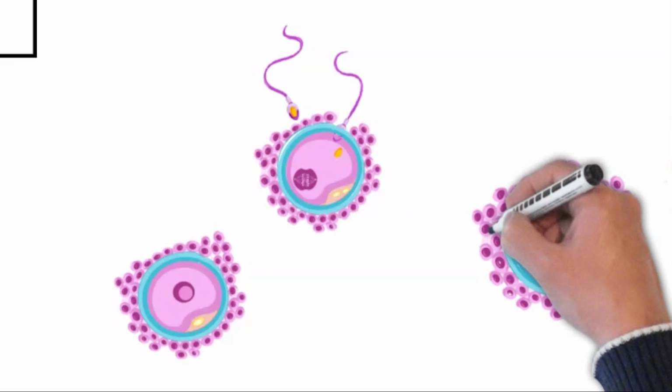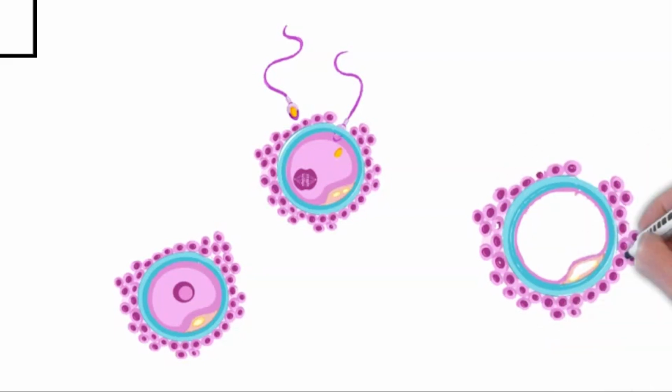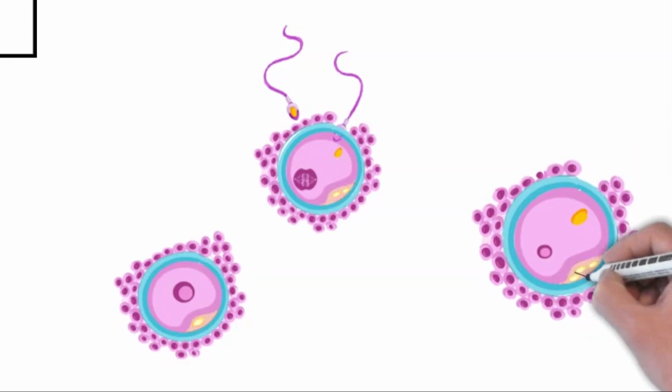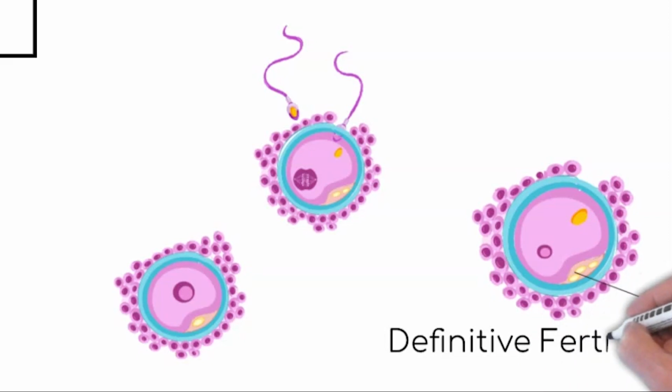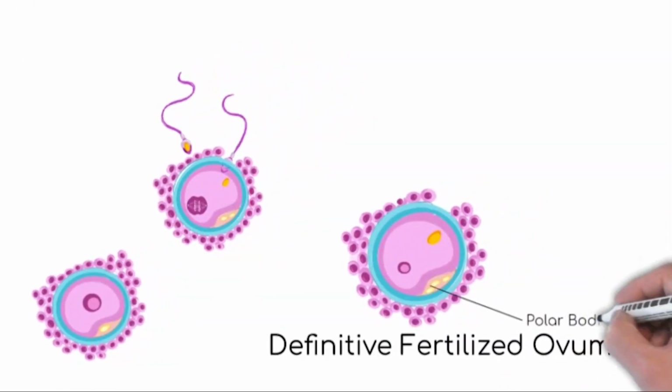It is now reactivated, and very rapidly it will complete its second meiotic division and produce one more polar body and becomes definitive fertilized ovum. The first polar body also may divide and become two polar bodies. So you end up with the one definitive fertilized ovum and 3 polar bodies, which degenerate. The definitive fertilized ovum will have 23 chromosomes.